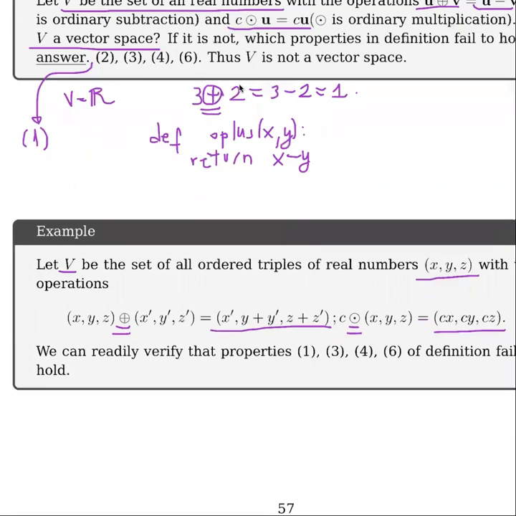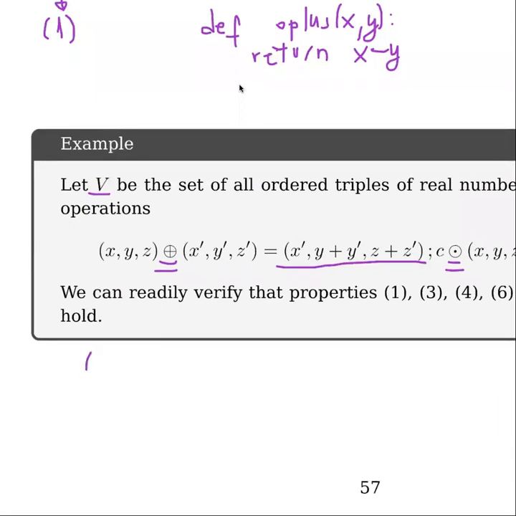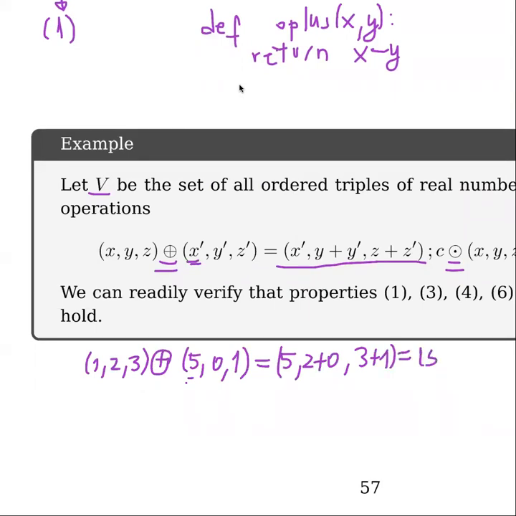Shall I give an example for you? For example, (1, 2, 3) ⊕ (5, 0, 1). What is the result? If you look at the result, for the first component, only this number enters the picture. So it is 5. And the others are added in the usual way, 2 plus 0 and 3 plus 1. So this is (5, 2, 4). Okay?